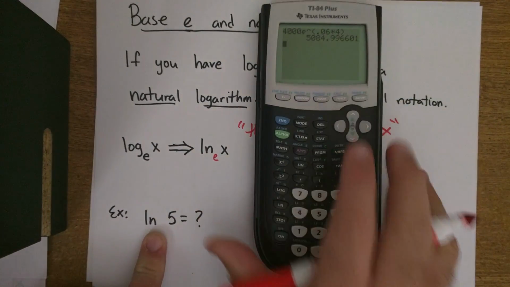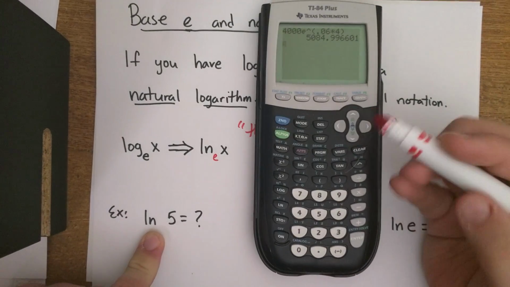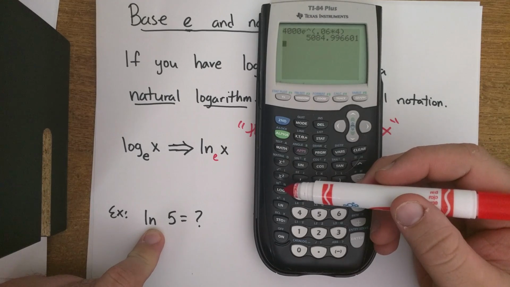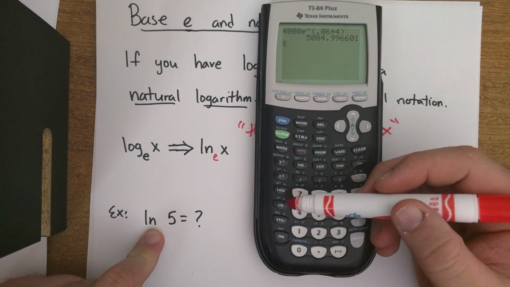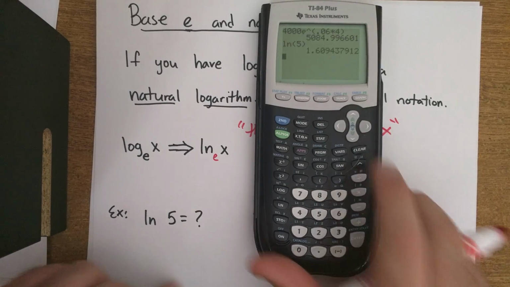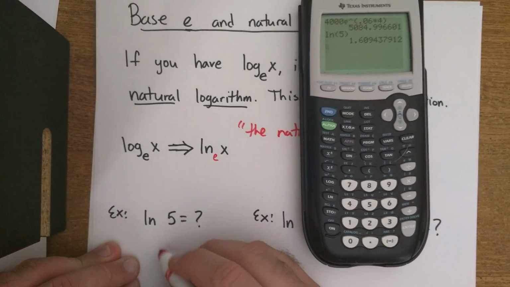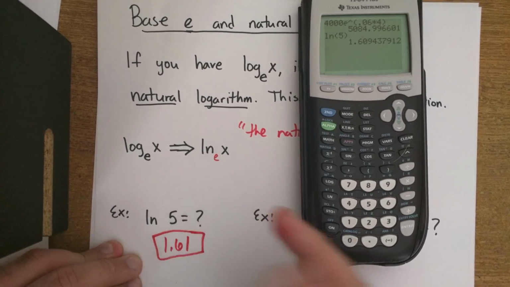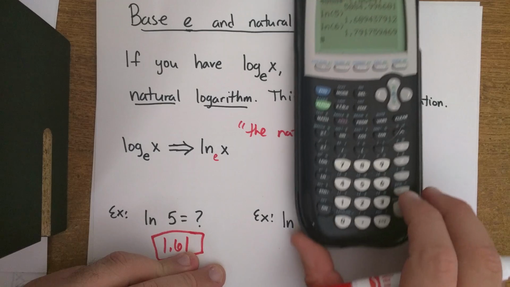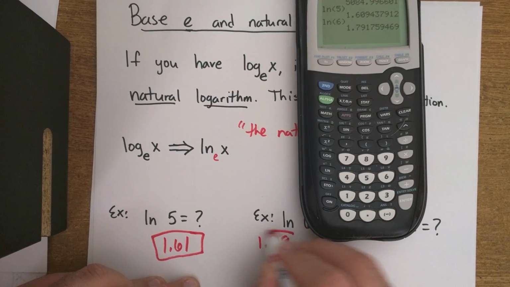So you probably noticed that we have the ln button. So I kind of lied when I said there's only one log button on your calculator. You actually have two. So right below the log button that we've been using a lot is the ln button. And so if you just do ln 5, you get 1.61. It's easy, right? ln 6, 1.79.